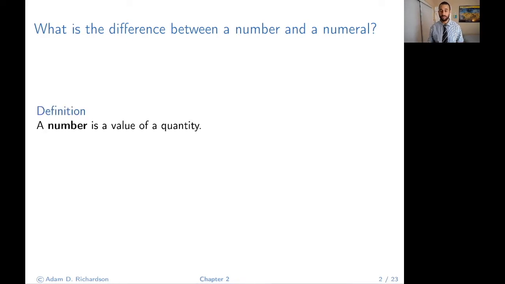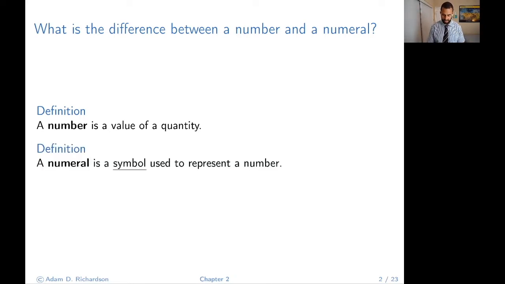By definition, a number is the value of a quantity, or a quantity, one of those two things. But a numeral is a symbol used to represent a number. So this is the key difference between these two things. A number is an actual quantity in and of itself. A numeral is just a symbol that we use to represent a number. This ties into the whole idea of math being a language and what I was saying earlier about how we use this language to describe ideas. And if you can't make that distinction, then a lot of the stuff becomes really confusing later on.